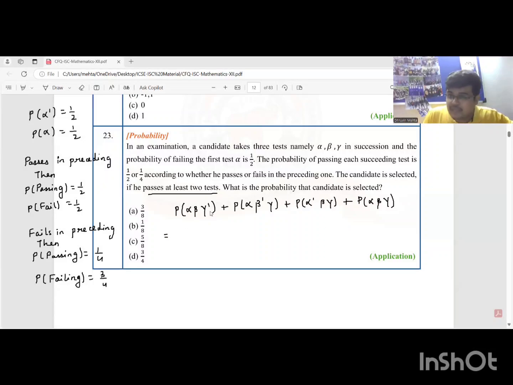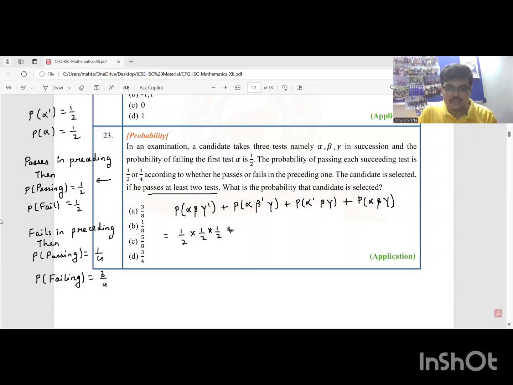For the first one, alpha, beta, gamma dash, he's passing the alpha test. So the probability of that is half. Into. For beta students, the preceding test is alpha. If he is passing in the first one, we are going to check this one. For beta, the probability of passing is also half. Now for gamma students, the preceding test is beta. He's passing the preceding one. So we'll again go to the same information. Here he's failing gamma. So probability of failing is still half. So it's again into half.